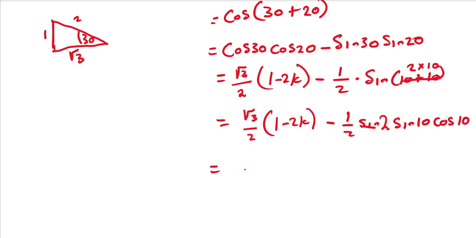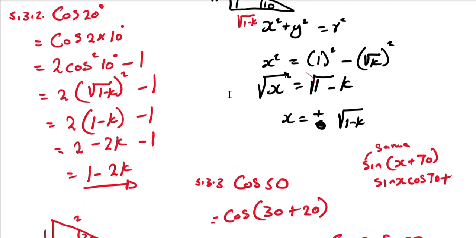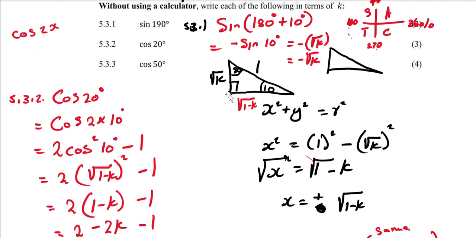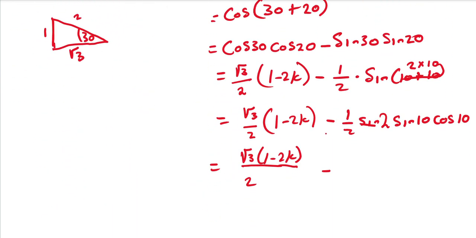So here we'll have 2 and then 3, 1 minus 2k. And then we come this side, these two will cancel this one. We'll be left with sine 10. Let's go and see sine 10 and cos 10. Our sine 10 is what? Sine 10 is root k, and then cos 10 is root 1 minus k. So here we're gonna substitute. We're gonna put what? Root k multiplied by what? Root 1 minus k.